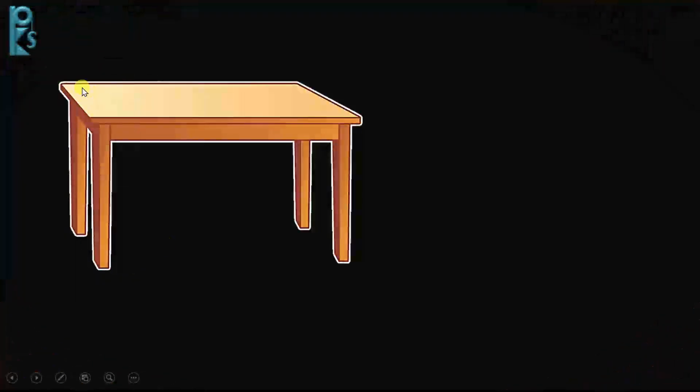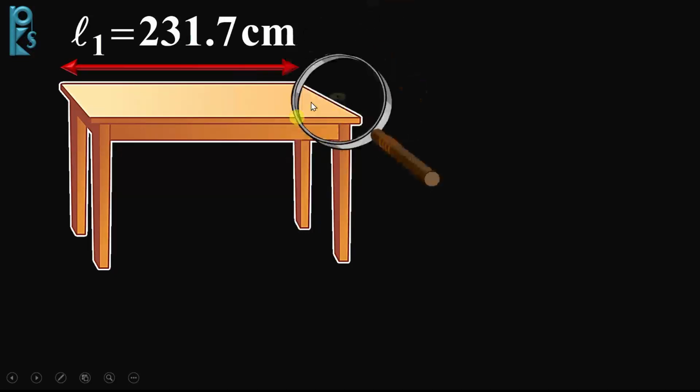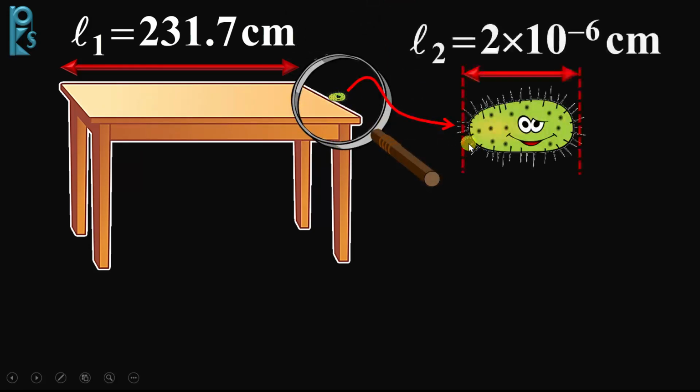Okay, let's start with a practical case. Suppose that I have a table here. The length of the table has been measured to be 231.7 centimeter. A very small microbe has been attached to the end, and the length of the microbe was measured to be 2 times 10 to negative 6 centimeter, which is a very, very precise measurement. Anyway, 2 times 10 to negative 6 is very, very precise compared with the length of the table. What's the answer of L1 plus L2?